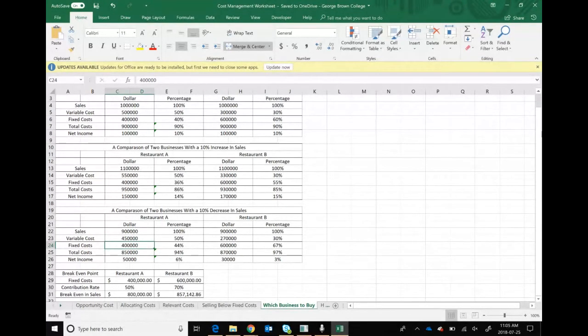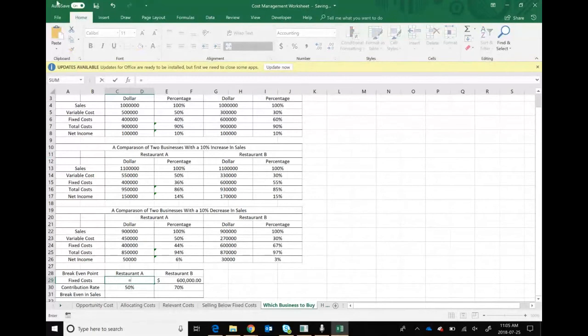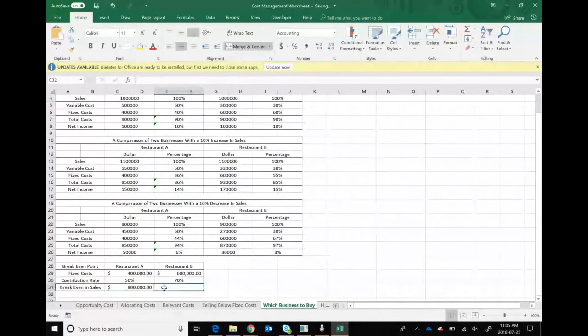To further this, if we come down to the little bottom here, I'm going to erase these two because I've obviously given you the answers. If we take the fixed costs from restaurant A, which I just deleted, there we go, the fixed costs from restaurant A and divide it by the contribution rate, which is the contribution margin divided by sales, we get 800,000. And if we take the fixed costs from restaurant B divided by the other contribution rate, we get 857,000 and change.